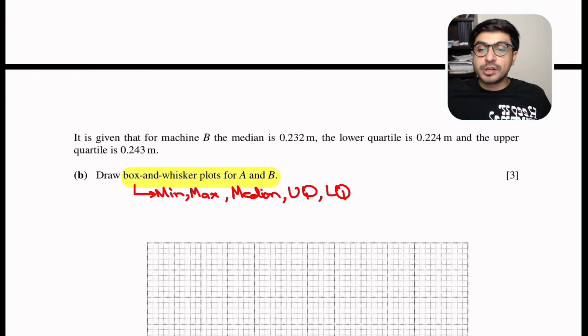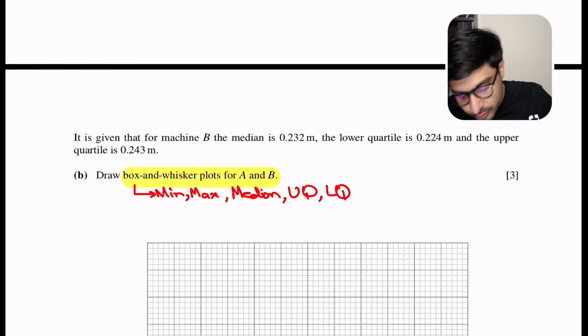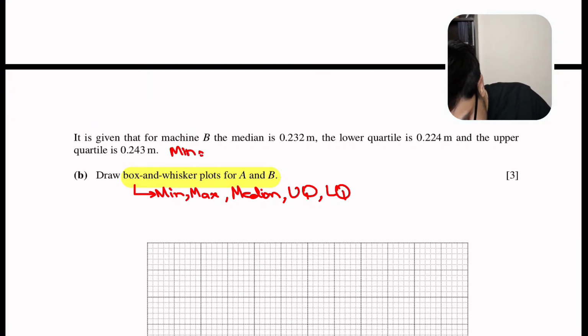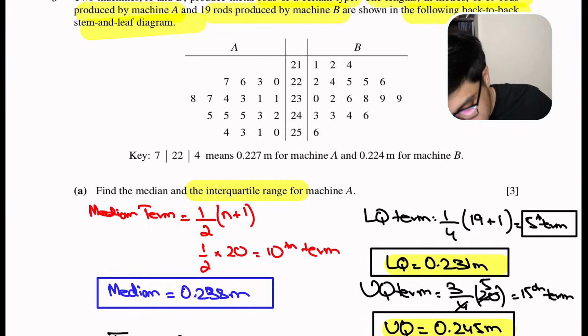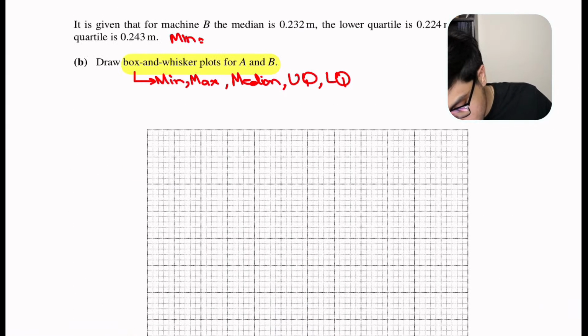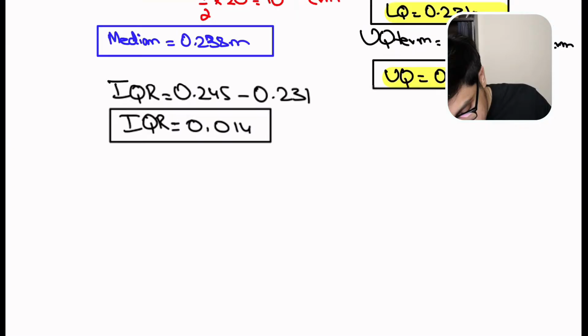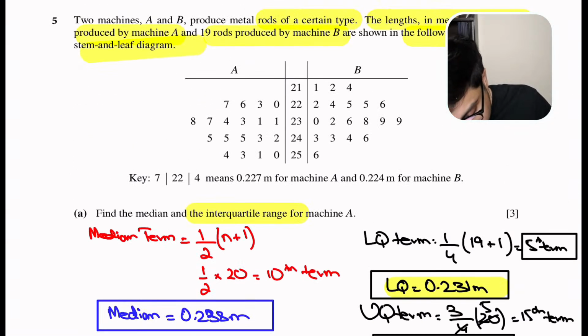Right? So now we have to make the box plot for both A and B. So first, let's find the minimum value of B. If we look for the minimum of B, what will it be? It will be 0.211. Right? So it's going to be 0.211.